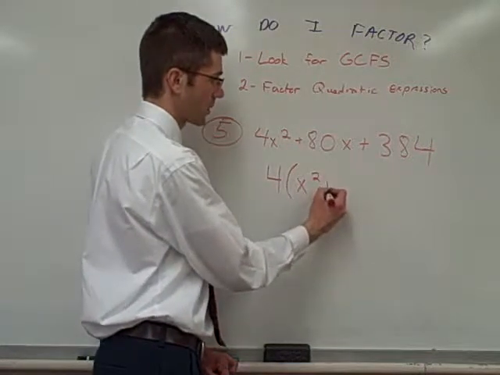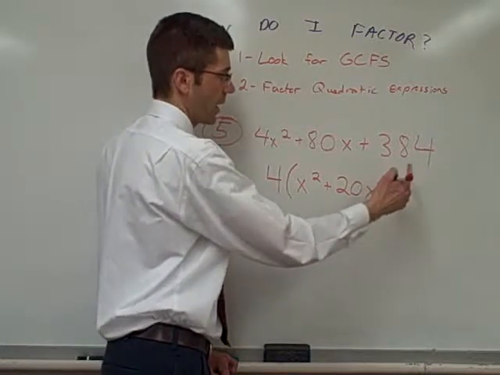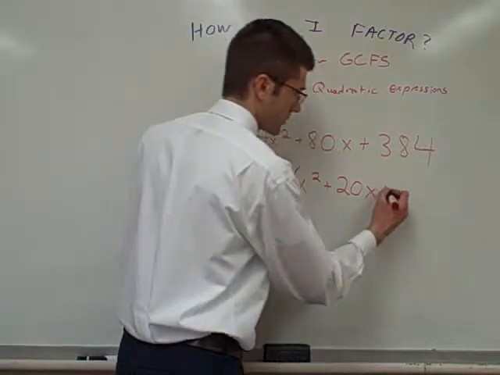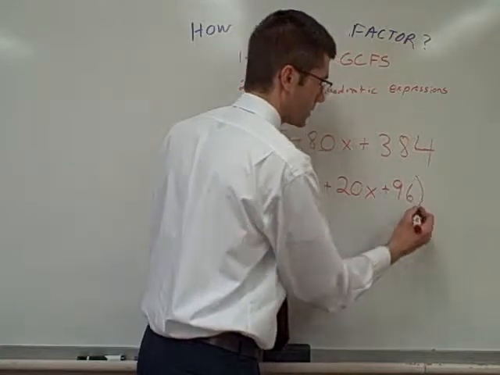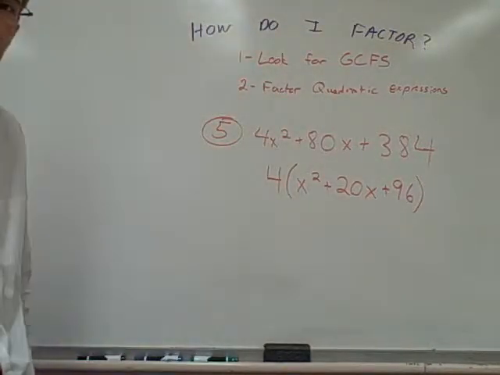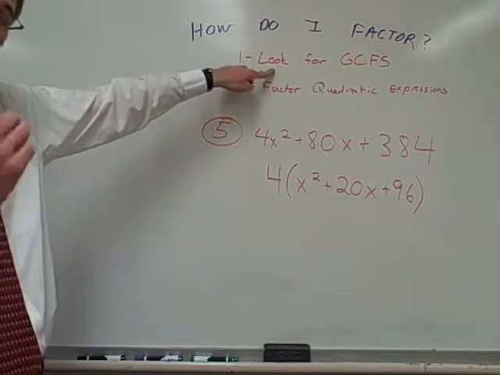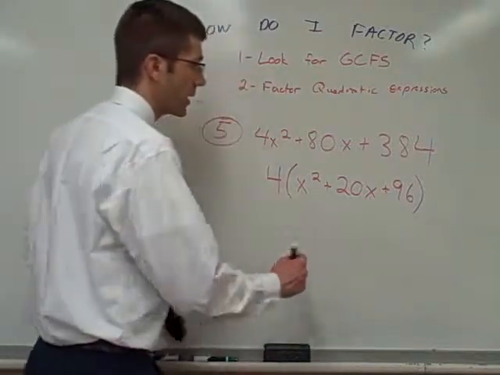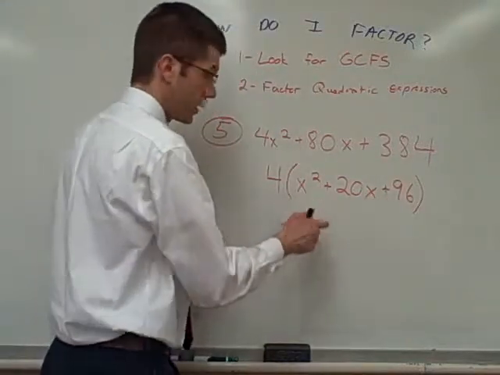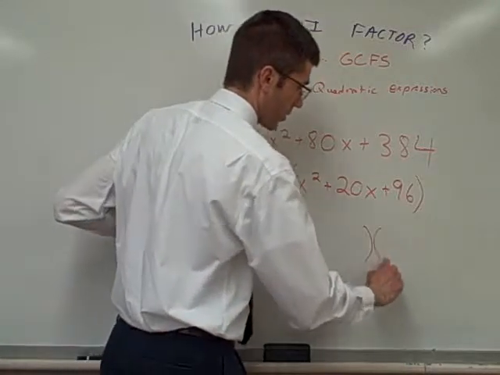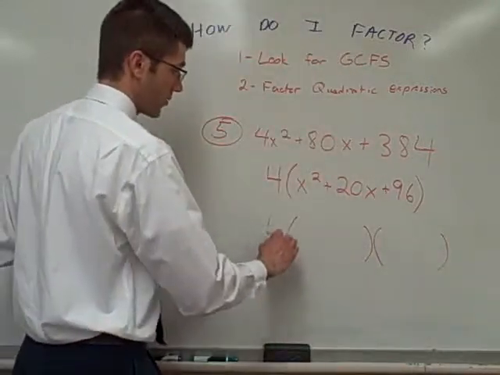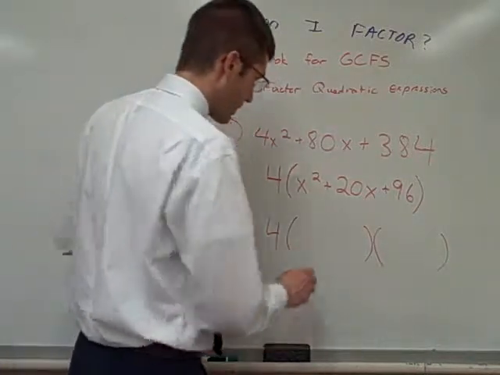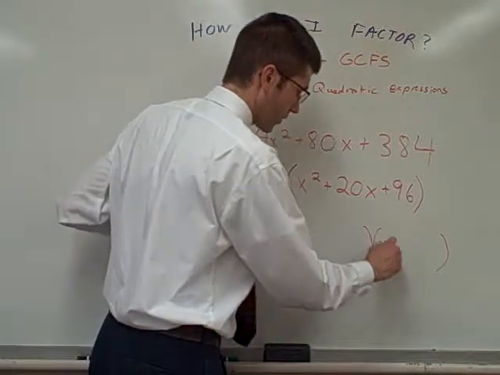x squared, 20x, and hold on, I'm going to do that in my head, 96. There we go. Step 1 is done. We looked for and factored out our greatest common factors. Step 2, factor quadratic expressions, meaning this is quadratic, so let's start factoring it the way it needs to be factored. There's a 4. Don't forget your 4, don't drop him off. He's sitting there. Okay? Two numbers multiply to give me x squared, they must be x times x.